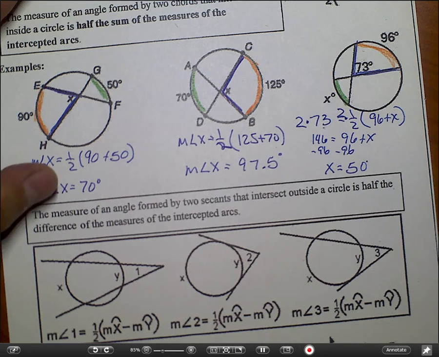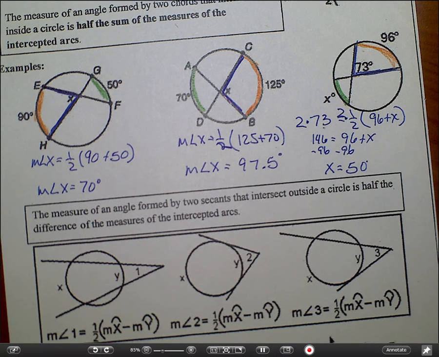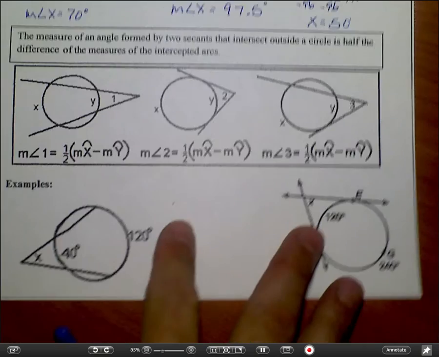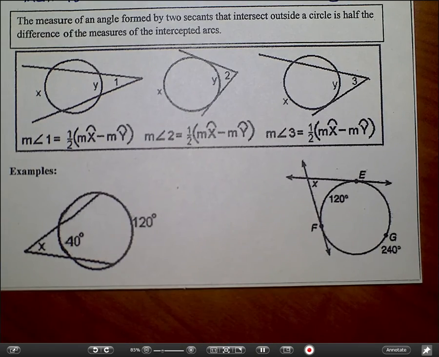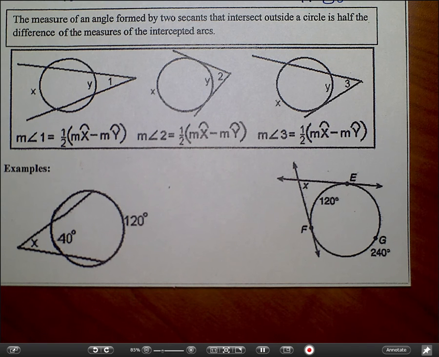All right, so we get, did everyone get x equals 50? Are we good? Hey, you guys pay attention. Is everyone good here?